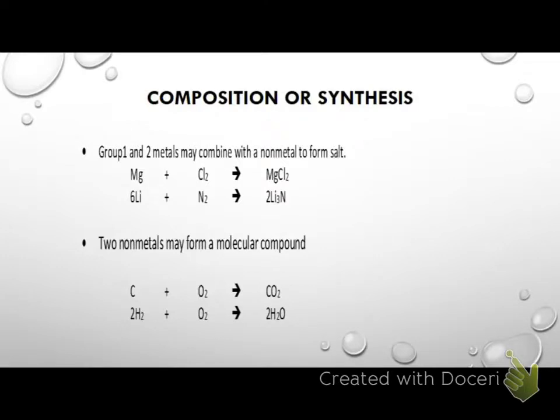So first thing is a group. Metals can form with a nonmetal, and they form a salt, which is basically an ionic compound. So when we say salt right there, let's put in parentheses, basically it's an ionic compound, a metal plus a nonmetal. Abbreviate a compound like that. Two nonmetals are going to form a molecular compound because remember they're sharing their electrons.